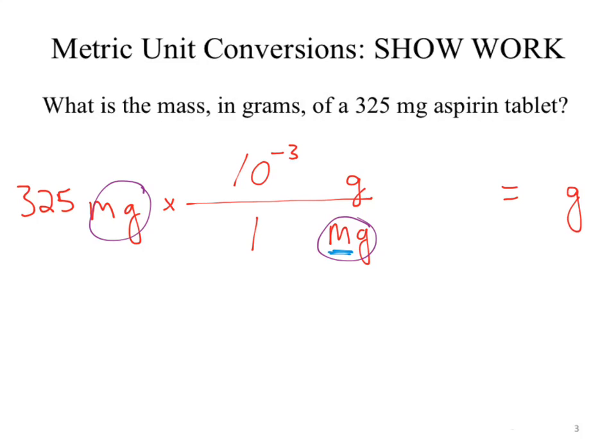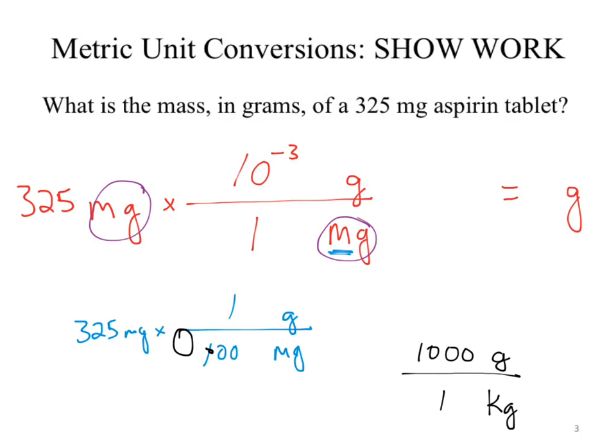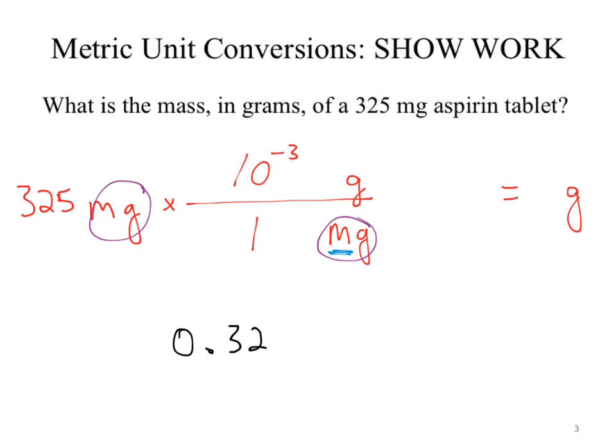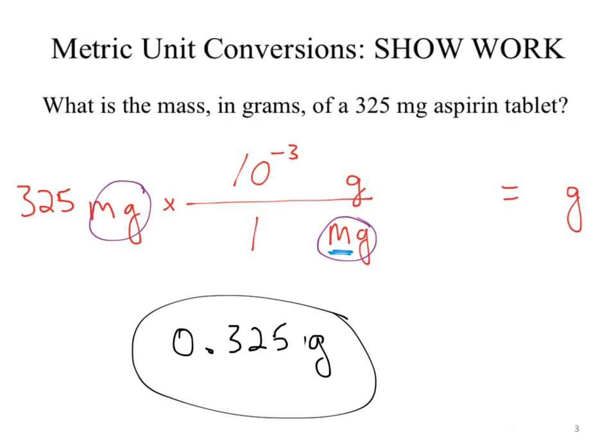So the answer is? I don't know. 325 times 10 to the minus 3. 10 to the minus 3 means we're shifting our decimal place 3 places. We get 0.3. Whoops. Whoa. What the heck just happened there? 325. Whoops, not milli. Grams. That would be our answer.